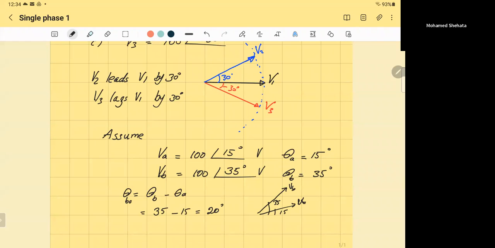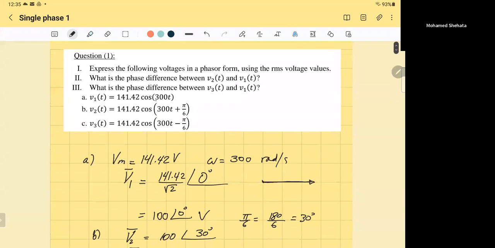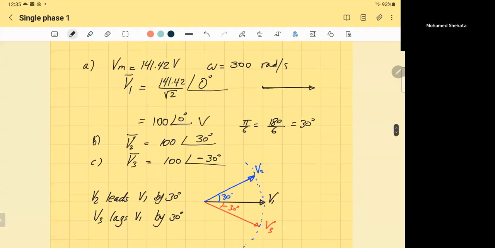And to be more precise, what should you say? You will say VB leads VA by 20 degrees. That will make sense because you know 20 degrees above or below. So that's the way you express lag and lead. It's very important. All right. What else in the question here? What is the difference? Okay, you can do that. V3 and V1, the same, would be 30 degrees.